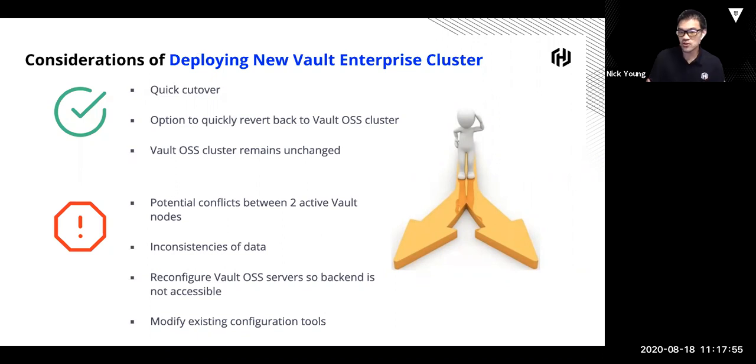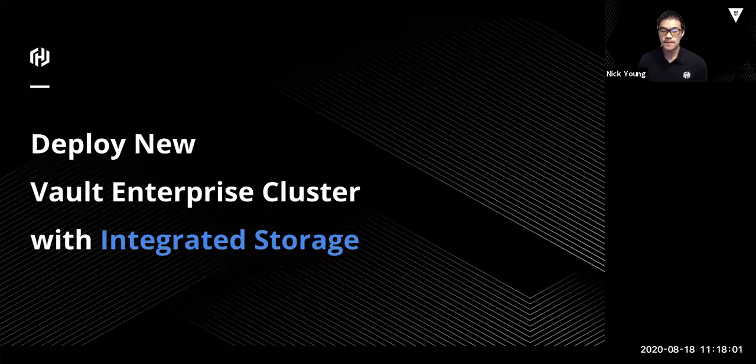So there's always trade-offs. There's not one that's better than the other. The approaches are just different. So I bring all this up for your consideration. And then the third one, option 2C, is to deploy, again, new Vault Enterprise clusters, but with integrated storage.